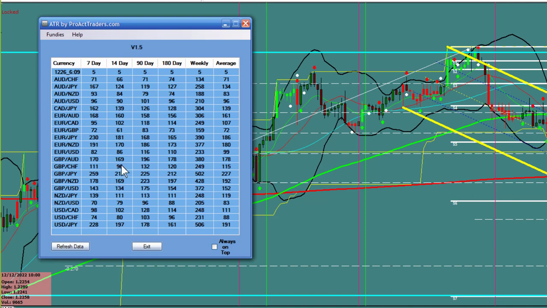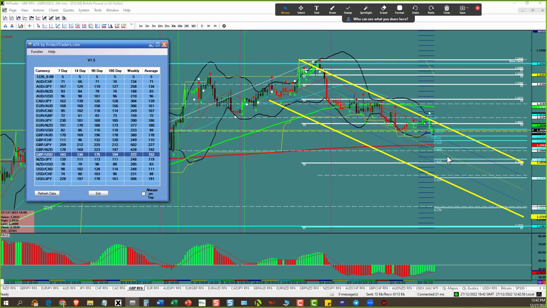So I'm working on the pound dollar, and I know that right now it has a 134 pip ATR. That's day in and day out, all right? But its average is 152, all right? So it actually has the ability to go almost 20 pips further on any given day. So that would be important if we find a target here, but we find one 20 pips away, we know that the average says they may go ahead and do that, all right?